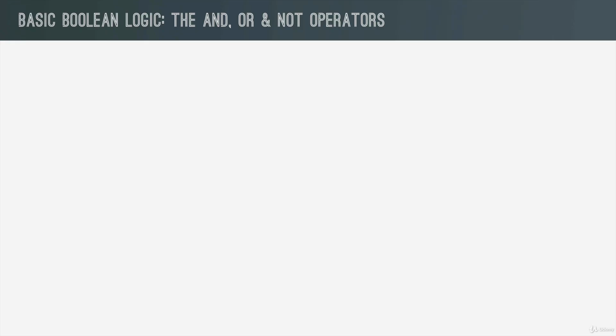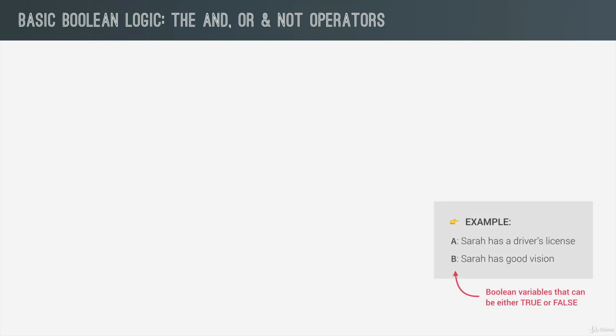And note that Boolean logic is actually not specific to JavaScript. This is all true for all programming. But anyway, let's now understand how these operators work and use an example to illustrate it. So here we have two Boolean variables that can either be true or false. A is that Sarah has a driver's license, and B is that Sarah has good vision.